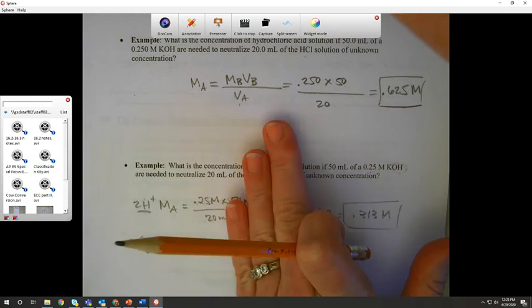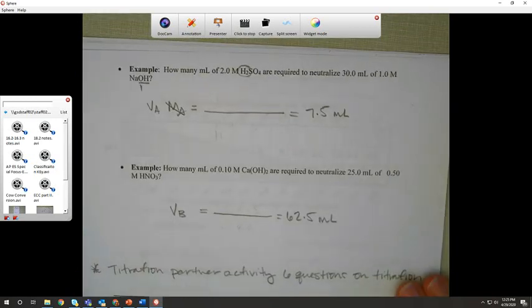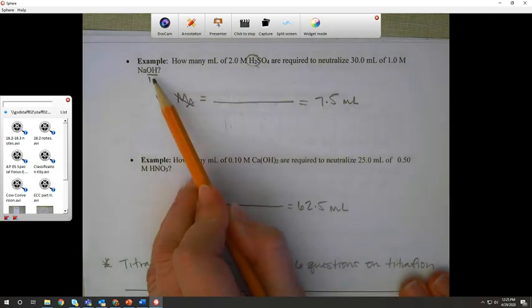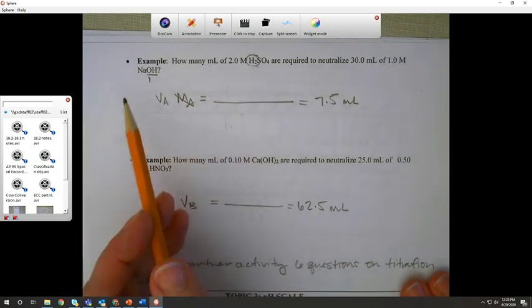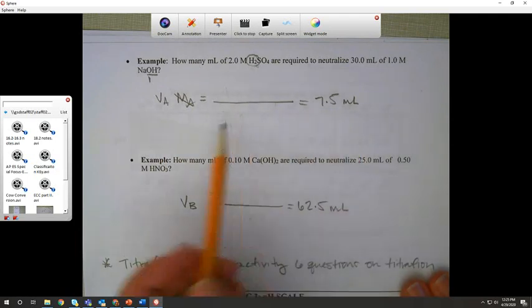Do real simple ones where it's a 1-to-1. Okay, so let's look at this next one. This next one also has 2 H's and just 1 OH. This time we're solving for volume. So it says how many milliliters. And the answer is 7.5 milliliters, but I wanted to show you guys the work.